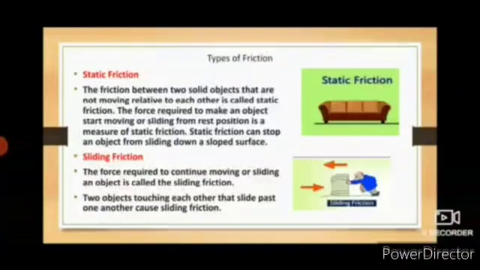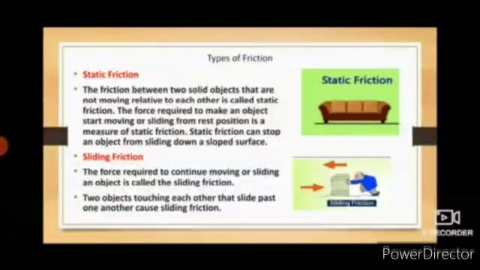Now coming to the types of friction. Friction is of two types, that is static friction and sliding friction. First, let's discuss what static friction is. Static means at rest, something which is at rest, okay? The friction between two solid objects that are not moving relative to each other is known as static friction.